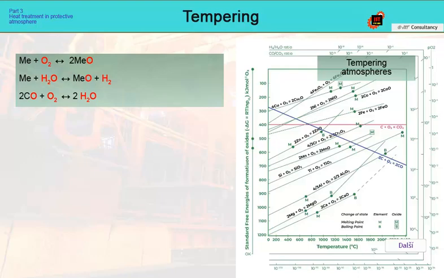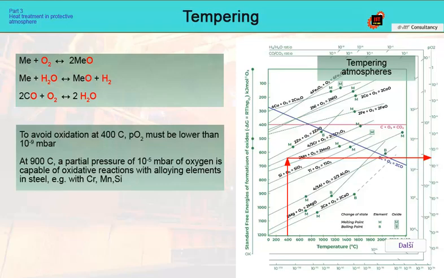The reactions between metal and oxygen are shown in the figure. In order to prevent oxidation at 400 degrees Celsius, oxygen partial pressure must be lower than 10⁻⁹ millibars. At a temperature of 900 degrees Celsius, even a partial pressure of 10⁻⁵ millibars of oxygen is capable of oxidative reactions with alloying elements in steel, like chromium, manganese, silicon, and others.